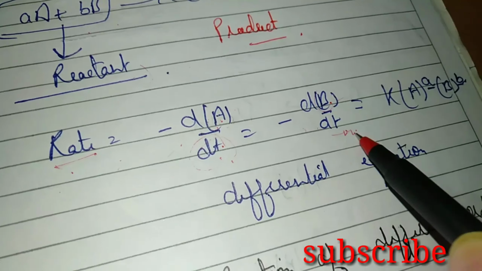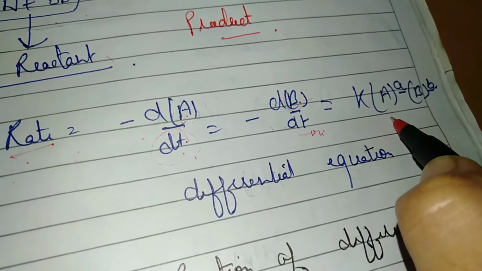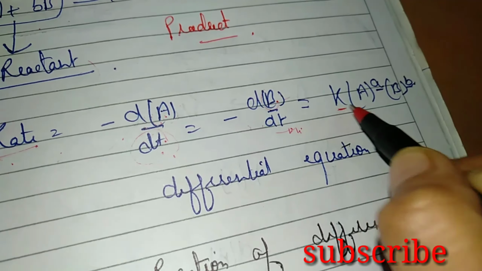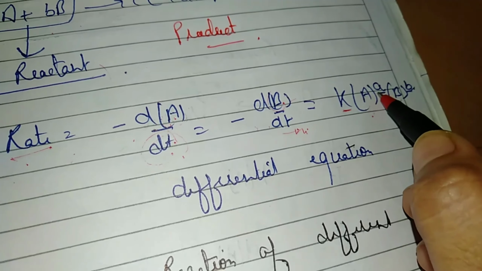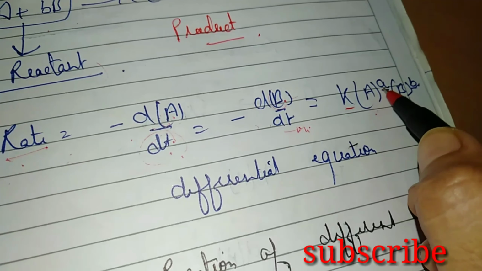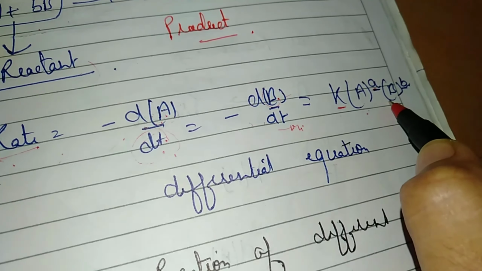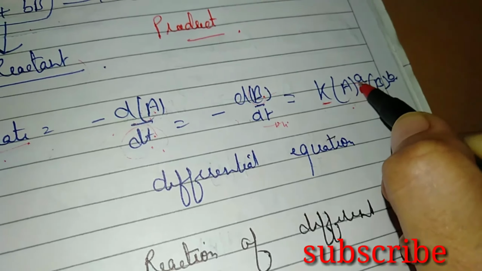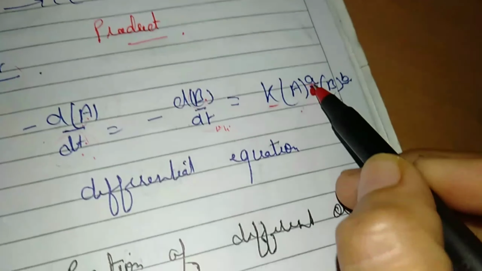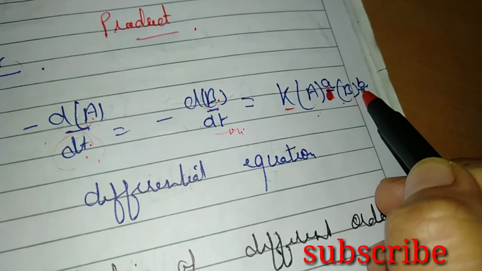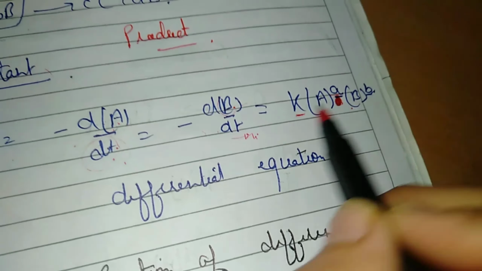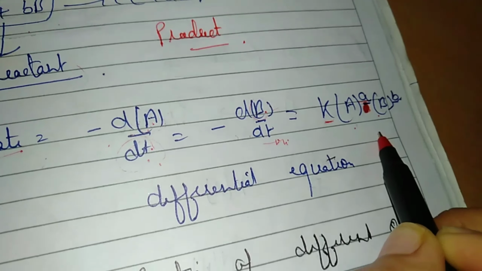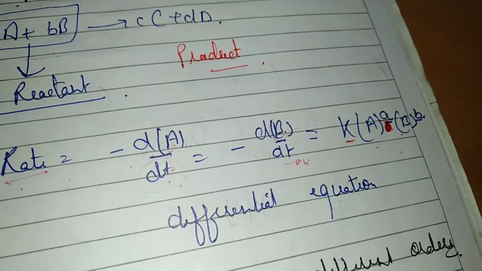So in terms of order we can write this equation. It is the rate constant, k, times the concentration of A raised to the power a, the exponent, times the concentration of B raised to the power small b. So this is the simple differential rate equation for a chemical reaction.